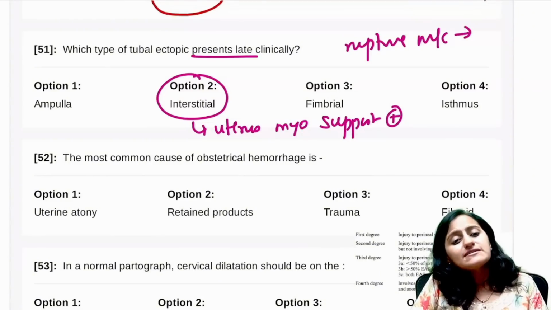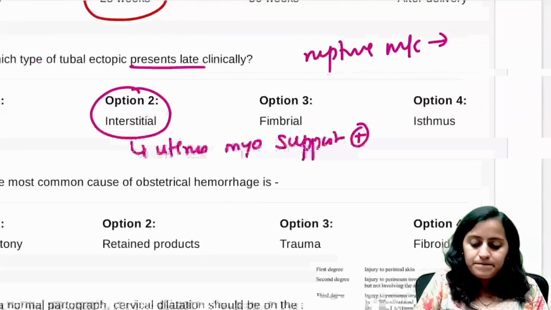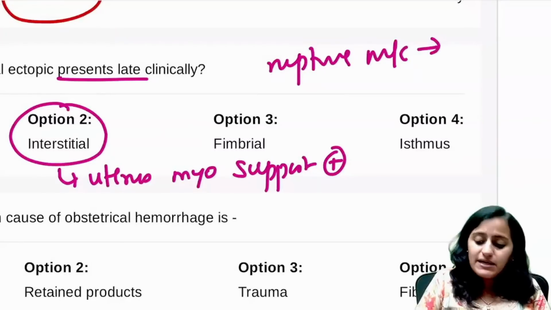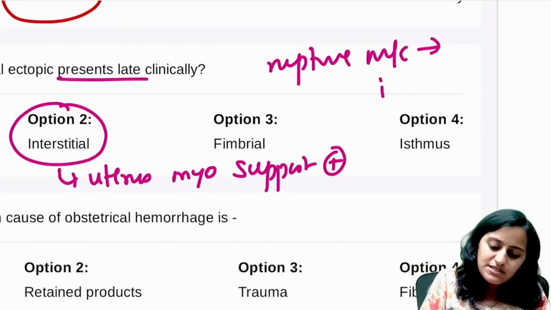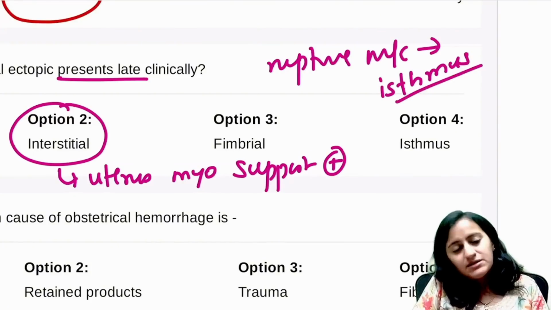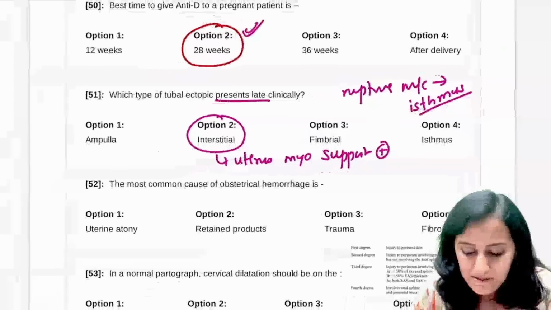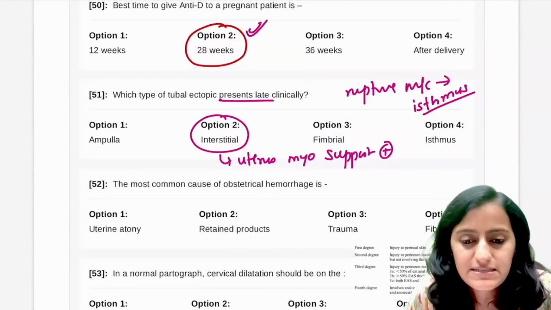कौन सा rupture होता है सबसे ज्यादा? Rupture is most common in the narrowest part. Which is the narrowest part? The isthmus. Okay, that will have the maximum rupture. So remember, सबसे late या rupture सबसे कम common है interstitial वाले type.